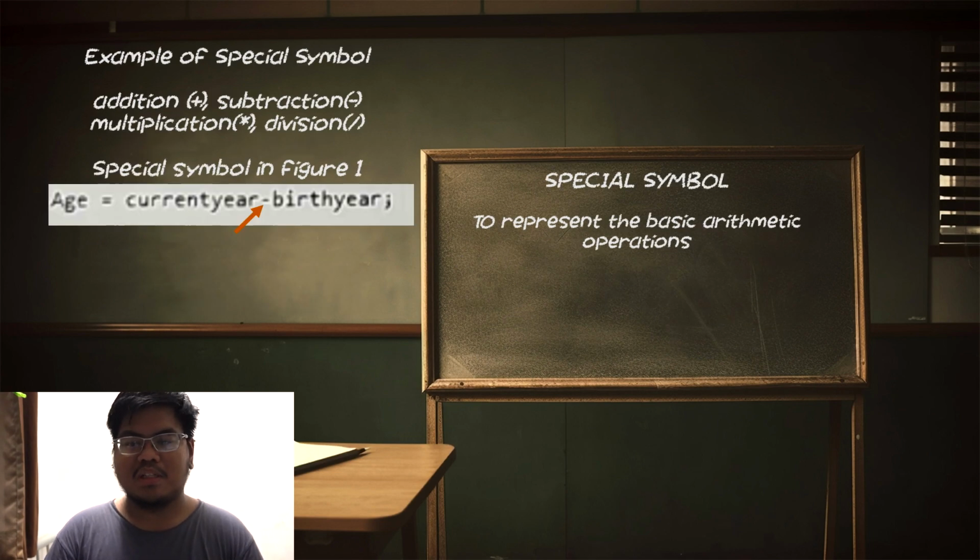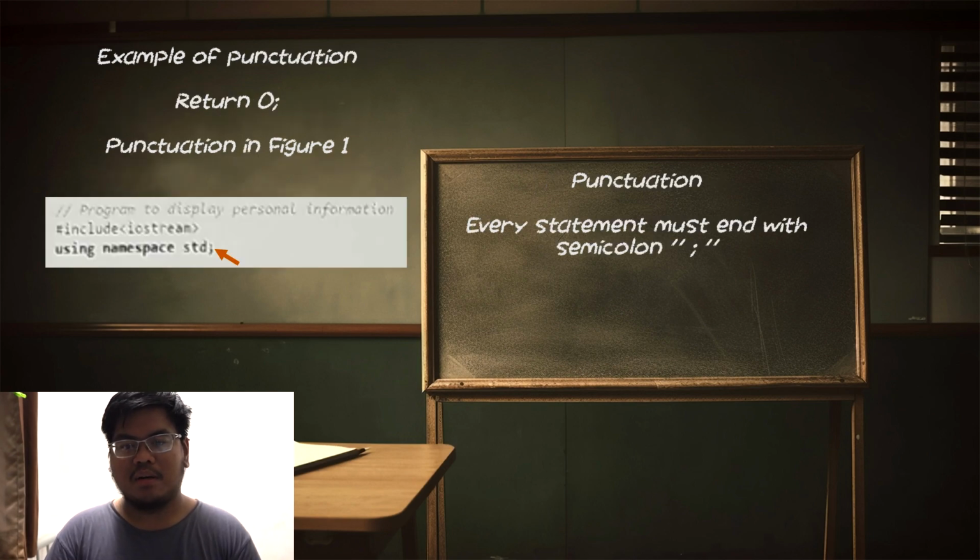Now let's move on to special symbol. Special symbols represent the basic arithmetic operations. Examples of special symbols are addition, subtraction, multiplication, and division. The special symbol in figure 1 is subtraction. Now let's talk about punctuation. Every statement must end with a semicolon. An example of punctuation is return 0, then semicolon. So for punctuation in figure 1, as we can see here, after the std there is a semicolon.